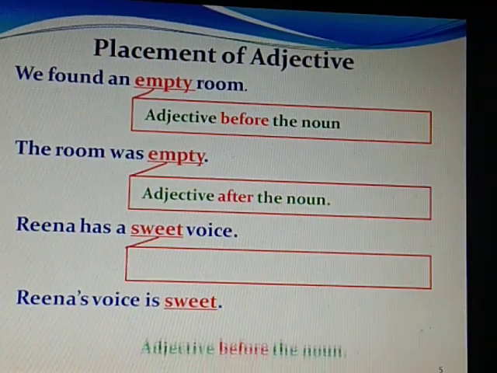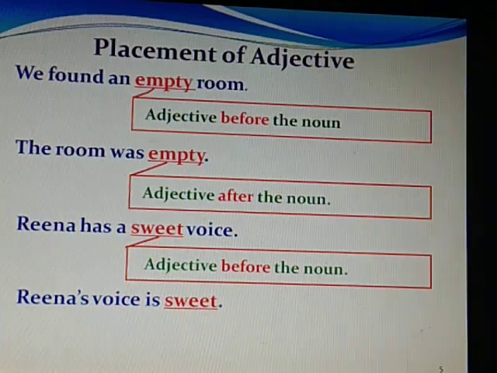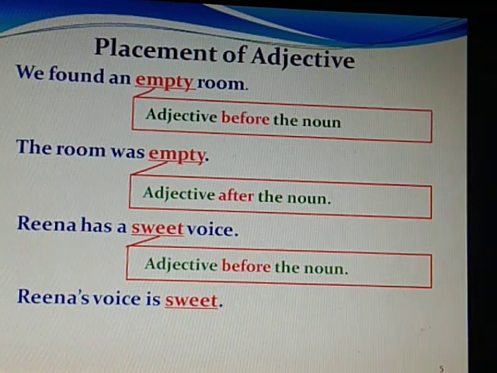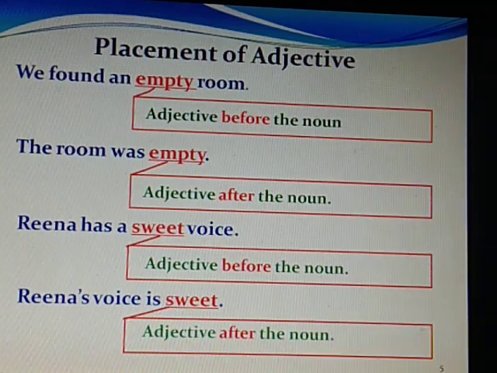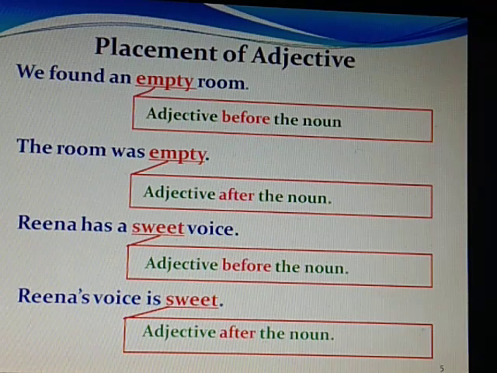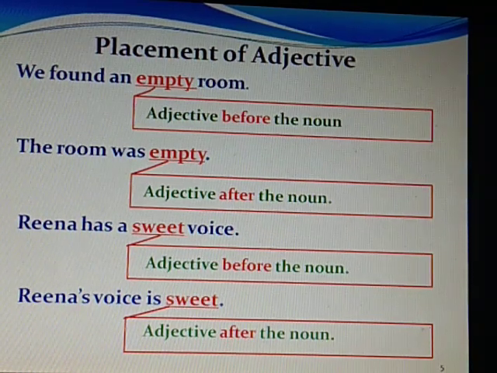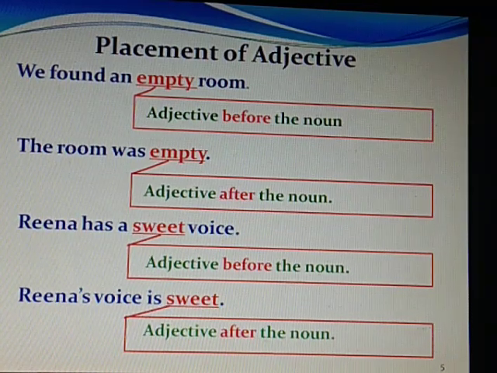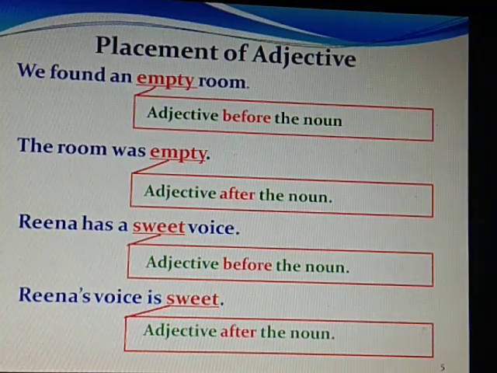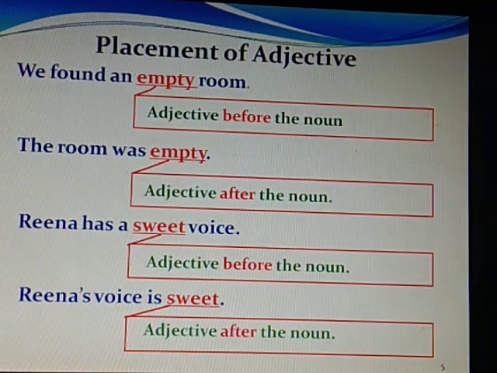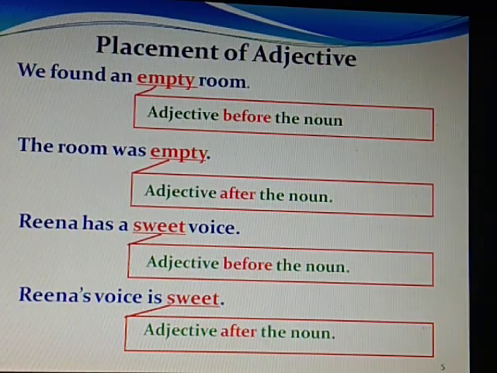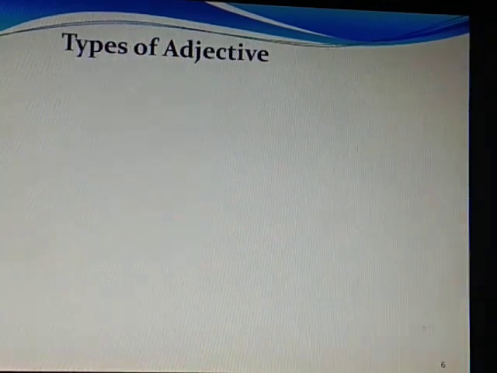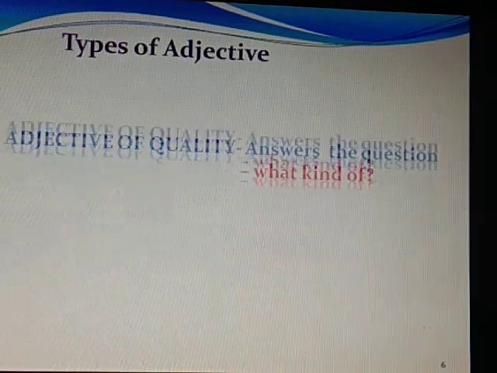Third case, Reena has a sweet voice. So here the adjective sweet has been placed before the noun voice. Then, Reena's voice is sweet. So here we find that the adjective is placed after the noun voice. So we can see the placement of the adjective depends upon the way they are being placed in a sentence according to the noun. Now let us see types of adjectives.